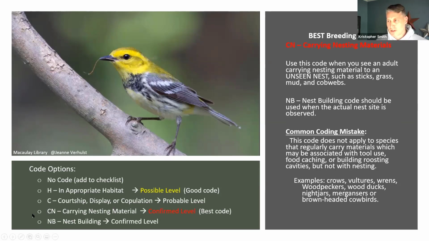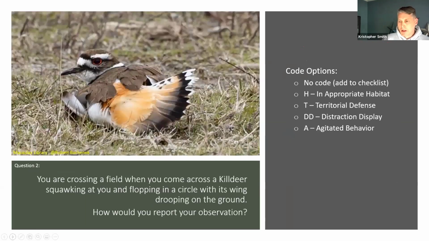All right, if you guys are ready for the next one. Question number 2. You are crossing a field when you come across a killdeer squawking at you and flopping in a circle with its wings drooping on the ground. How would you report your observation? So we're going to go ahead and open that question.